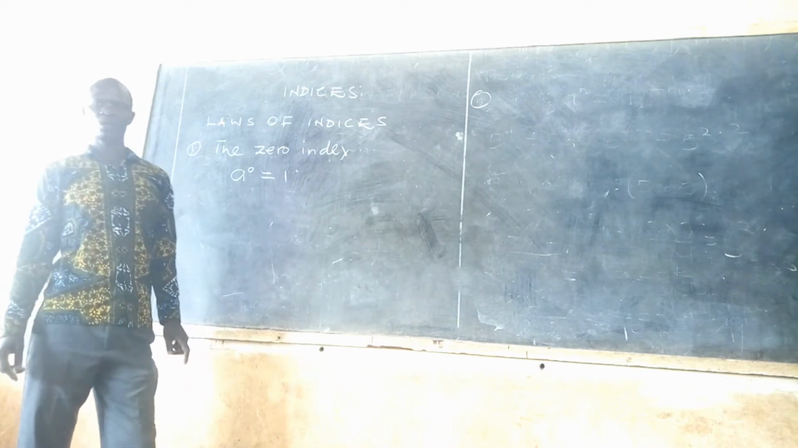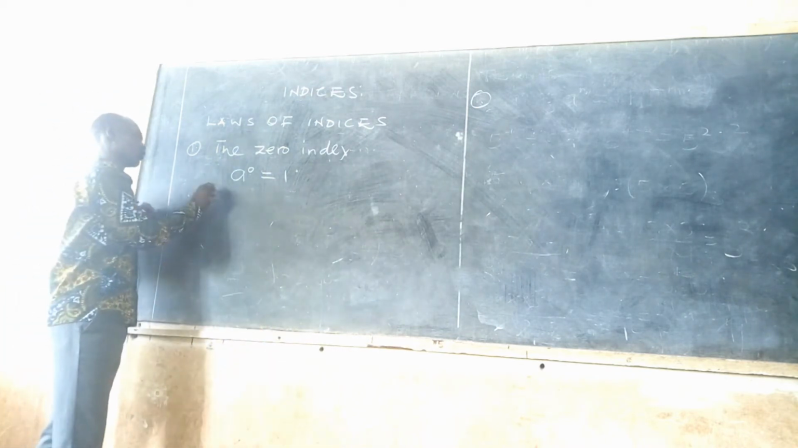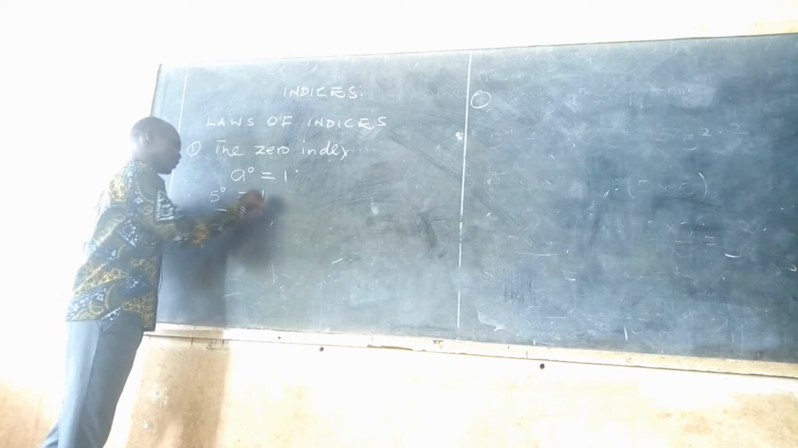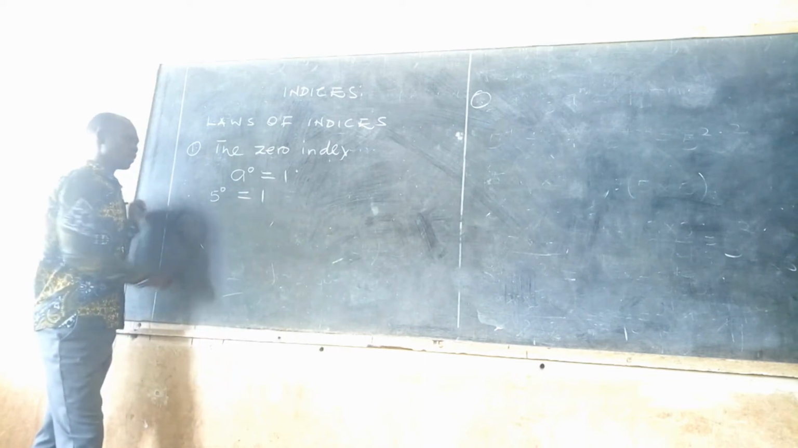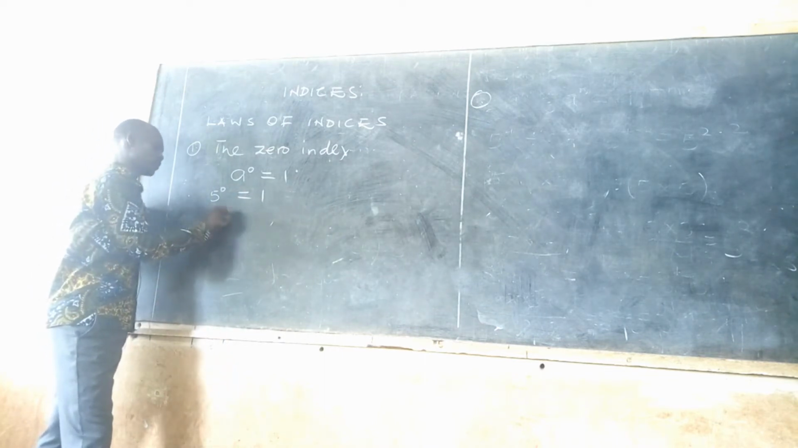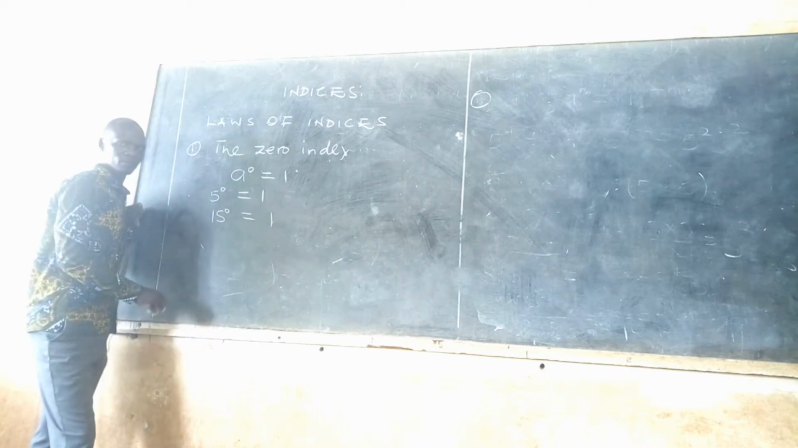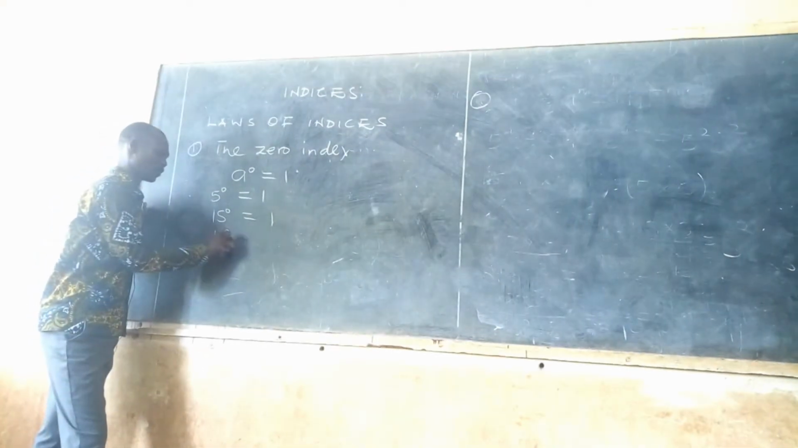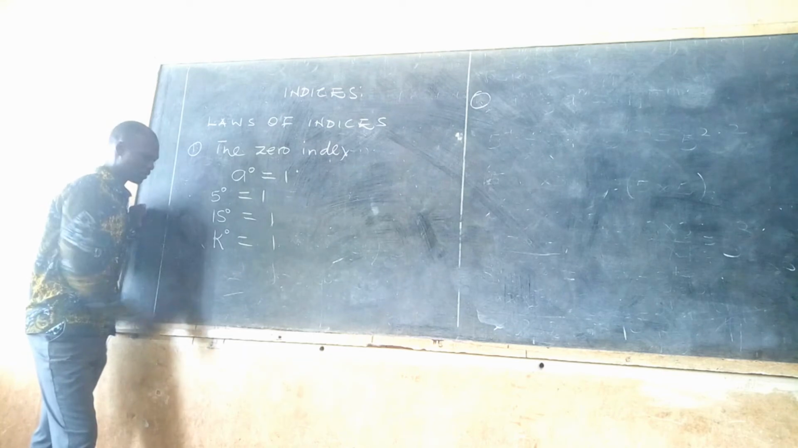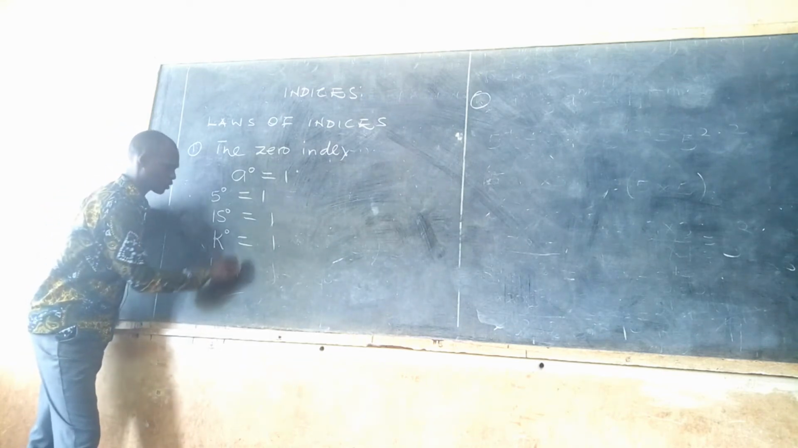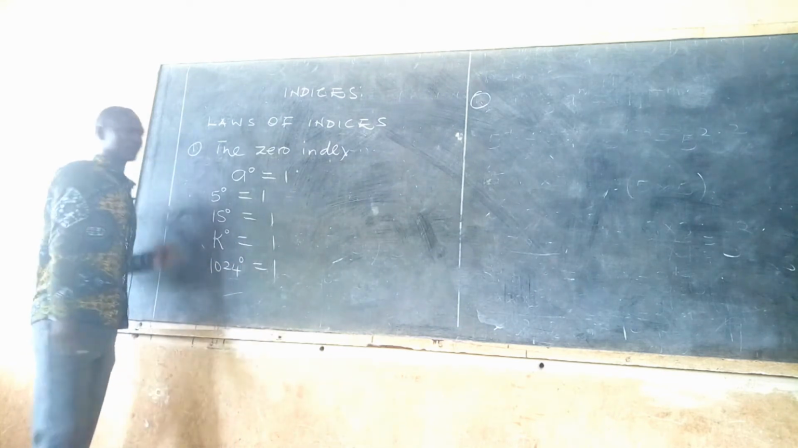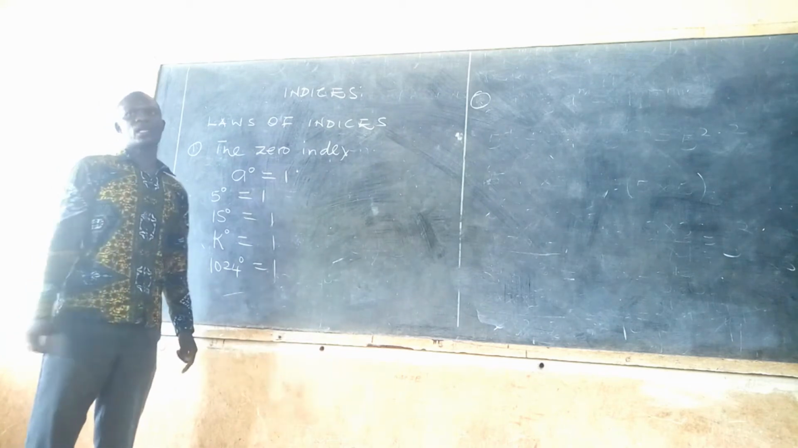Anything. What does that mean? If I told you 5 to the power 0, the answer is 1. If I tell you 15 to the power 0, the answer is 1. K to the power 0, the answer is 1. 1024 to the power 0, the answer is 1. We want to see how that comes about.